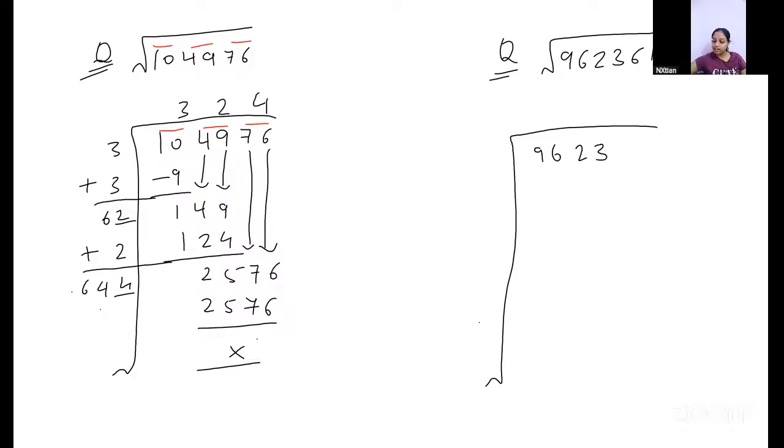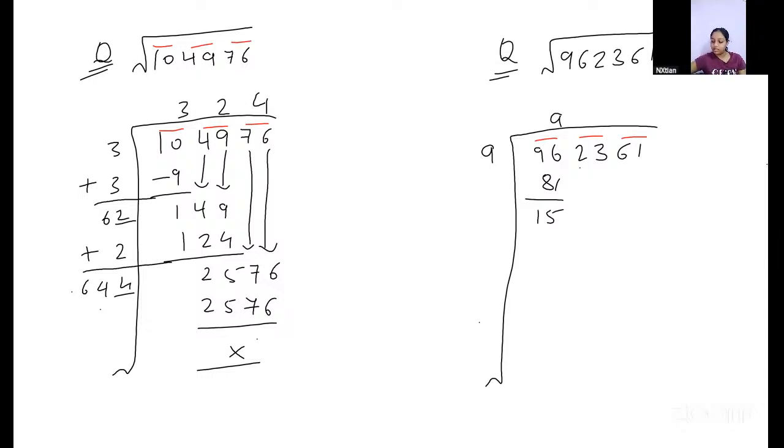96, 23, and 61 will be the pairs. Now, what number should I take first? Which square gives me a number lesser than 96? 8 8s are 64, 9 9s are 81. So 9 I'm going to take. 9 9s are 81. Subtract it. I'm going to get 15.